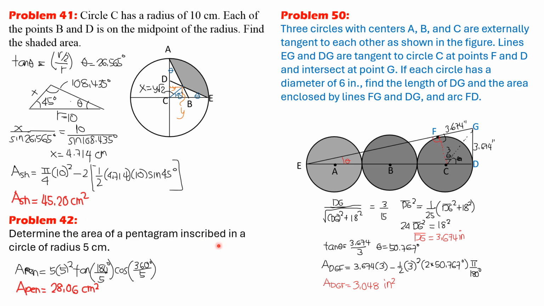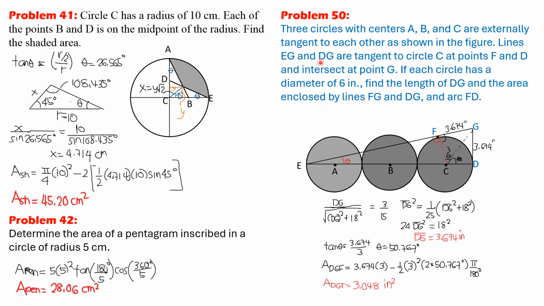Determine the area of a pentagram inscribed in a circle of radius 5. You can compute this in case you forget the formula. You look at the derivation, then you can compute the area of the regular pentagram. So n is 5 for pentagram, R is also 5, so n R squared over the formula with tangent of 180 degrees over n, or cosine 360 degrees over n, where n is 5. So the area of the regular pentagram is 28.06 square meters.